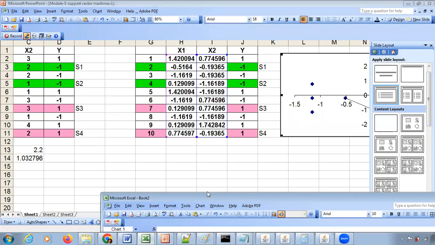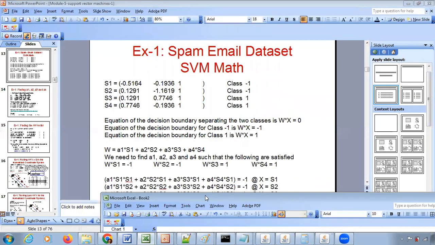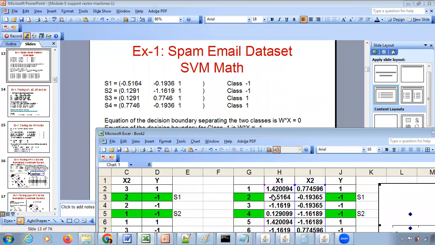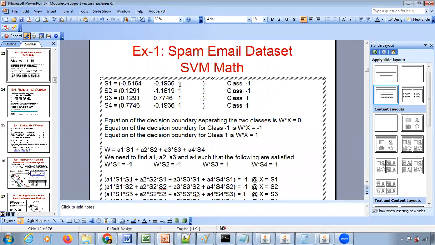S1, which is negative 0.5164, and X2 is negative 0.19365. I just use 4 decimals here. And remember, we add a 1 as the last feature value, a dummy term to account for the bias. So we'll put that 1 as well in the normalized coordinate system.